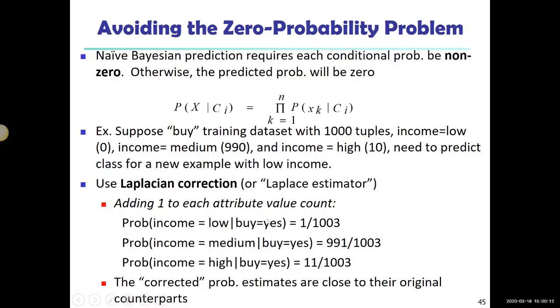Right. So if buying has 1,000 tuples, let's say not buying has 100 tuples, then the conditional probability of income equals low given buy equals no would be 1 over 103. That will give us all the information we need to compute this and to decide. I understand your question is that we don't have a training example to estimate this. This is why we give a fixed low probability to solve this problem.